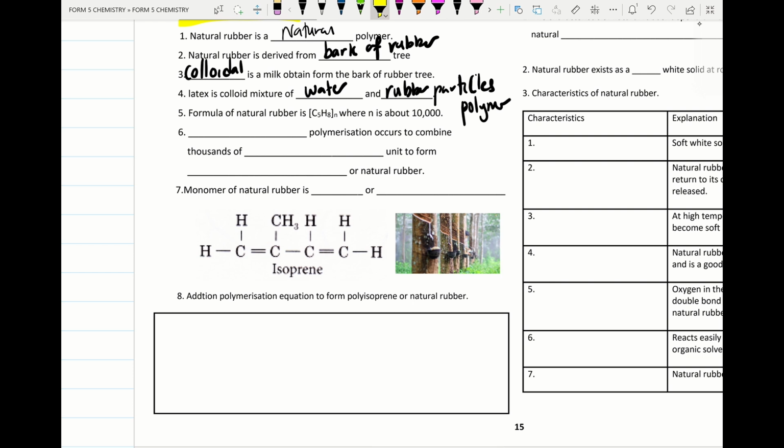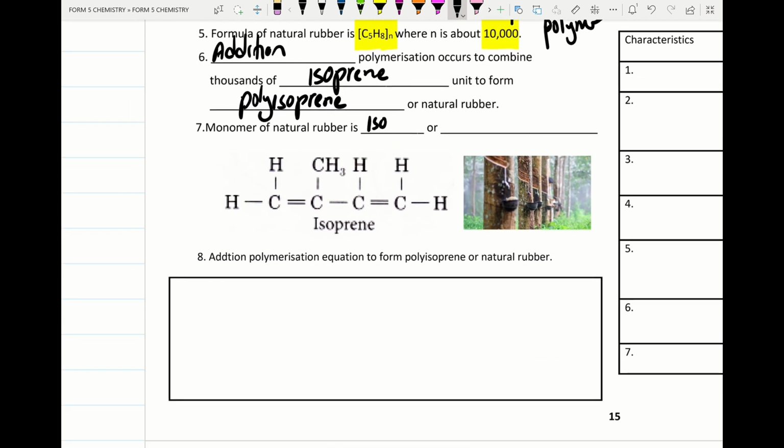The formula of natural rubber is (C5H8)n, and n is a large number, about 10,000 molecules. Alright, so this natural rubber is formed by addition polymerization, combining thousands of isoprene. The monomer name of natural rubber is known as isoprene. Alright, so thousands of isoprene units form polyisoprene, or natural rubber.